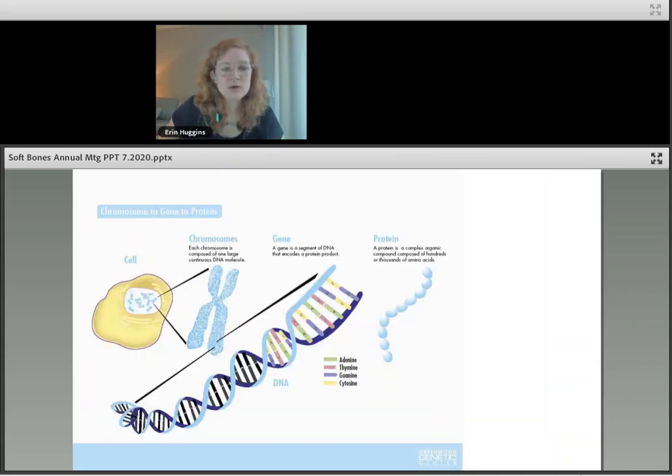So when we zoom in on these chromosomes, we see these individual genes. Of course, this all is still DNA. I think of DNA as the instruction manual for our bodies. It tells our bodies how to look, how to grow, and how to develop.